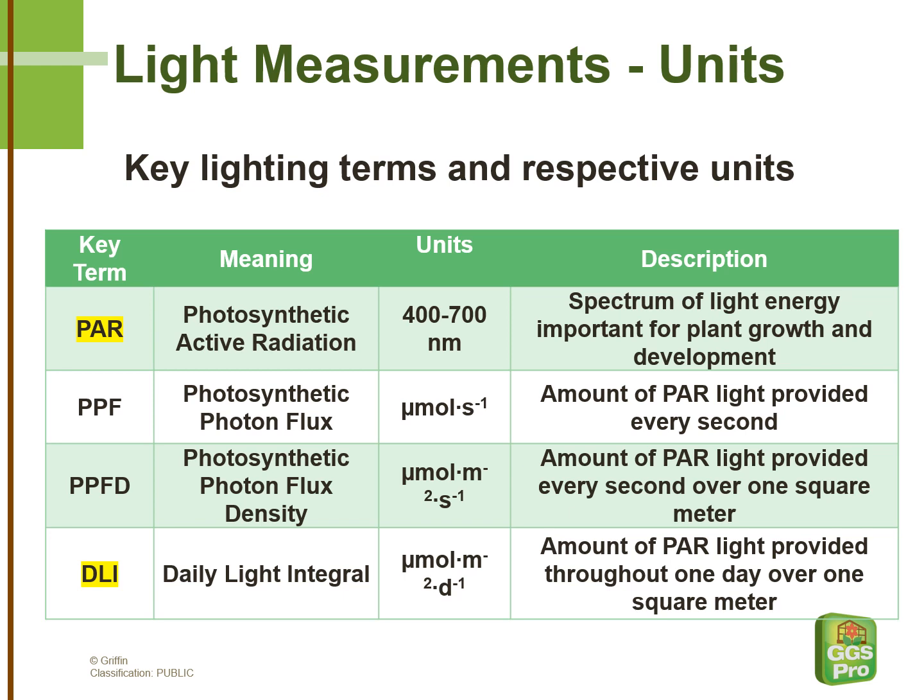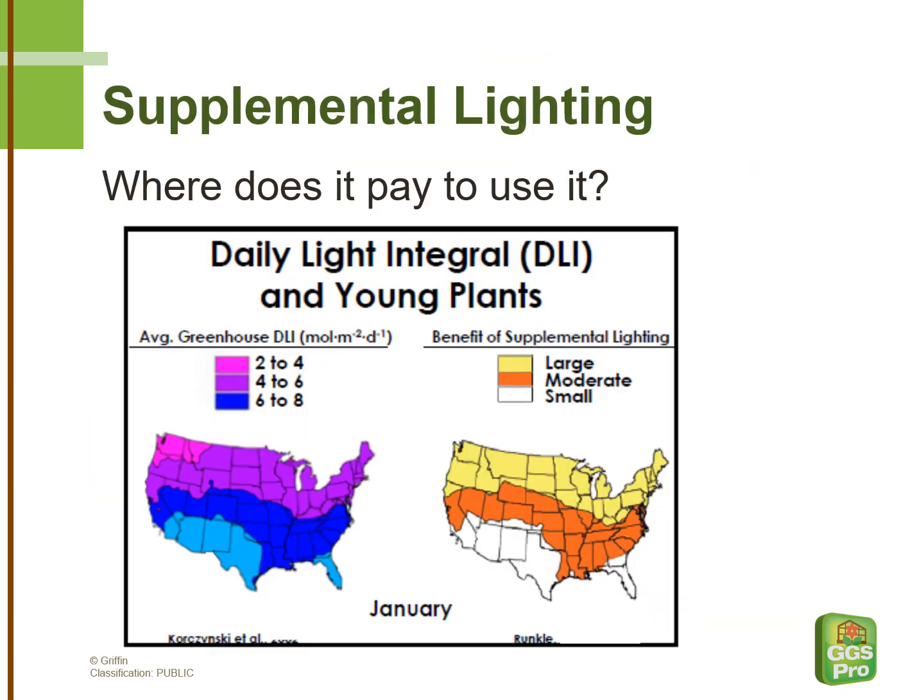And that is a very useful term, and you'll see that we'll use it quite a bit here in the next few slides. This map here, first on the left-hand side, tells you for January growing conditions how much light is getting to the crop in the average greenhouse.